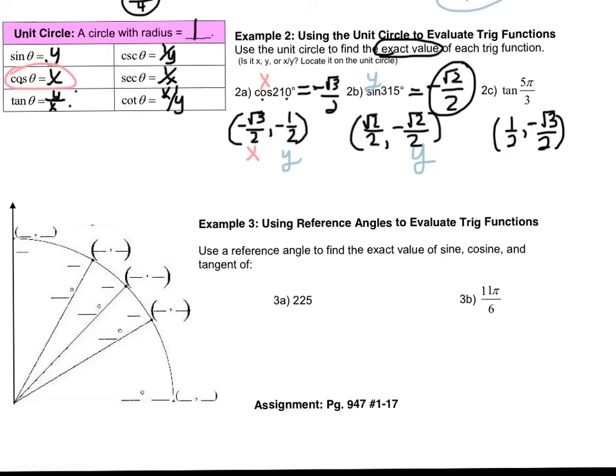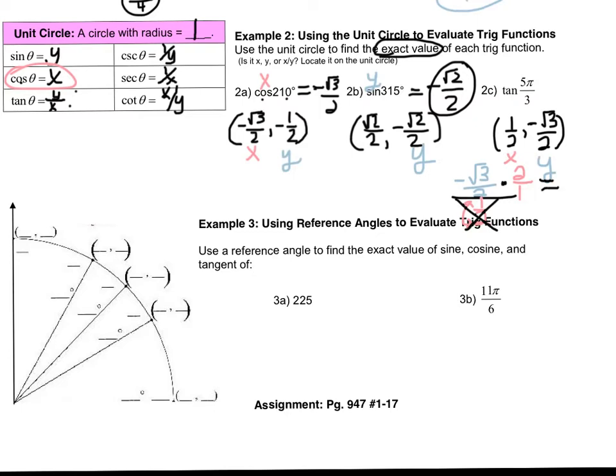So this time we need both x and y. Tangent is y over x, so we're going to put negative square root of 3 over 2 over the x, which is 1/2. Now you might be thinking that that looks sort of crazy to solve, but anytime you want to divide by a fraction, all you do is multiply the top by the reciprocal of the bottom. So we're going to flip over the 1/2, so it's 2 over 1.